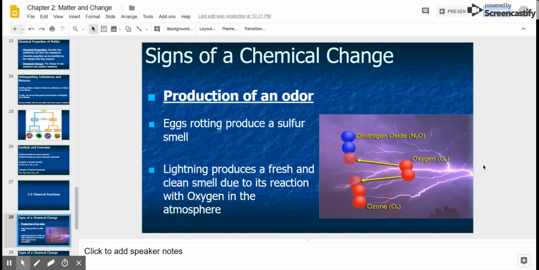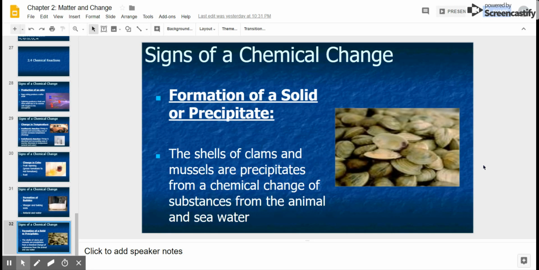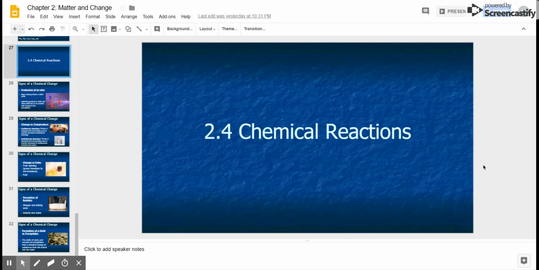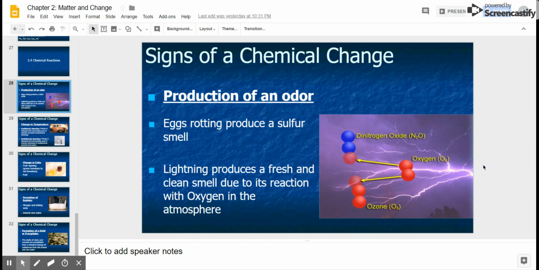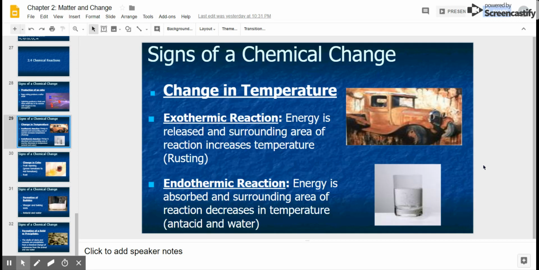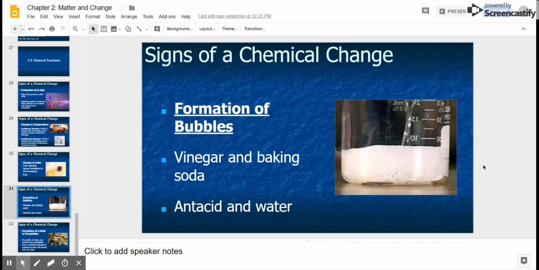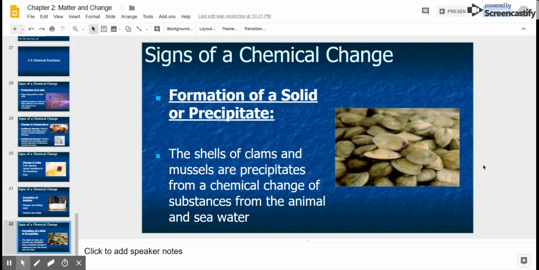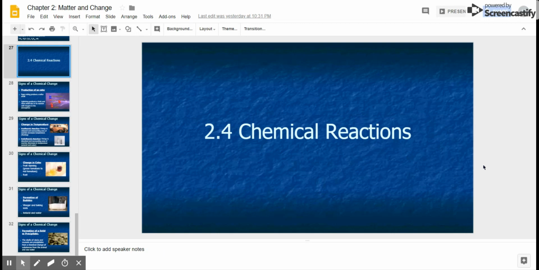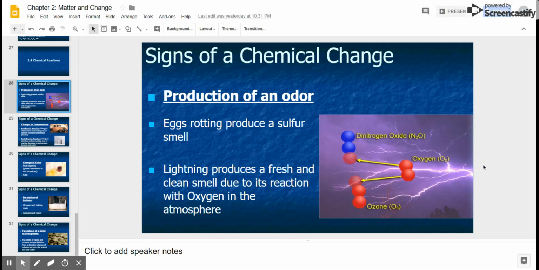So for the next 5 slides, I'd like you guys to be taking notes on your own. These are common signs of a chemical change, such as the production of an odor, change in temperature, change in color, formation of bubbles, and formation of a solid precipitate. Each of these are common signs to look for when trying to distinguish between a chemical or a physical property.